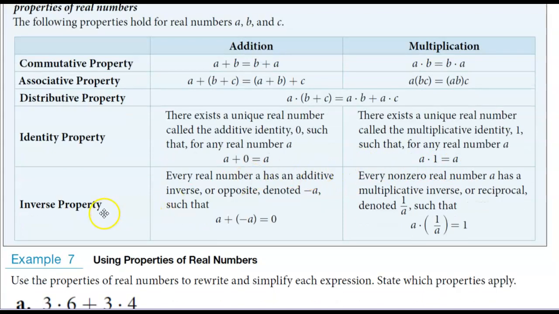Then we have the inverse property. Every real number has an additive inverse, or opposite, which is denoted as minus a, such that a plus the opposite of a is equal to 0. And every non-zero real number a has a multiplicative inverse, or reciprocal, denoted 1 over a, such that a times the reciprocal 1 over a is going to equal the value of 1.